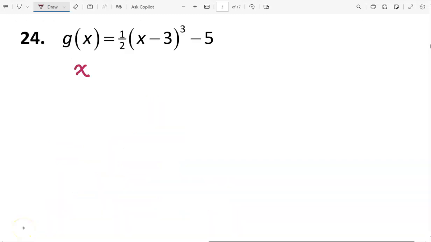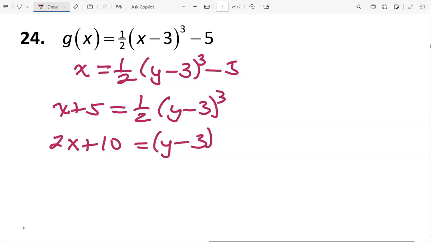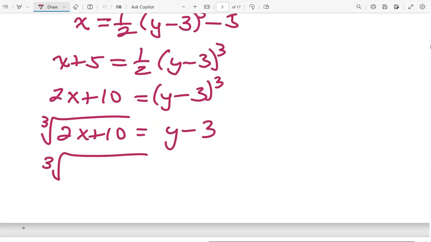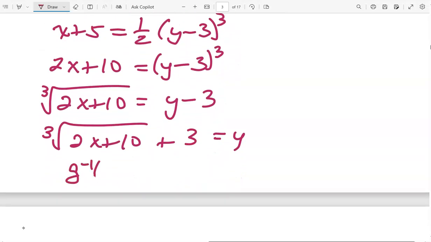In number 24, the inverse is found by swapping x and y. And then we need to solve by adding 5, multiplying by 2, and taking a cube root, and finally adding 3. So that means that our original function was named g, so this function is named g inverse of x equals the cube root of 2x plus 10 plus 3.